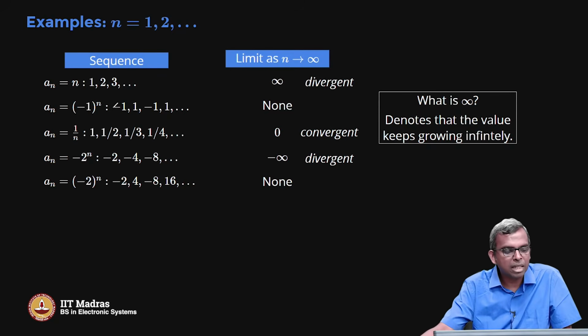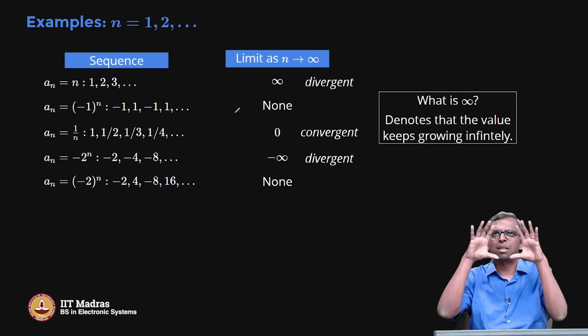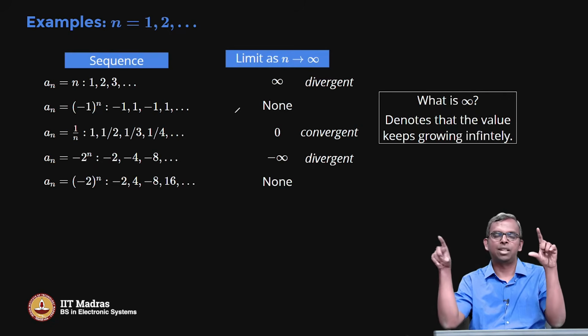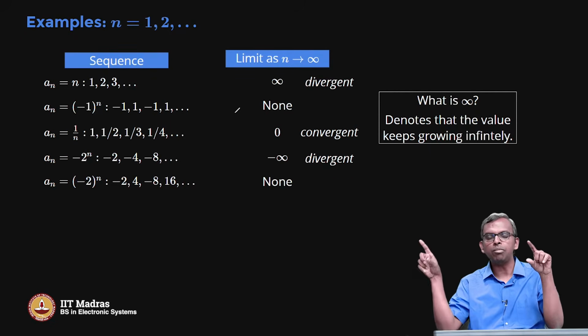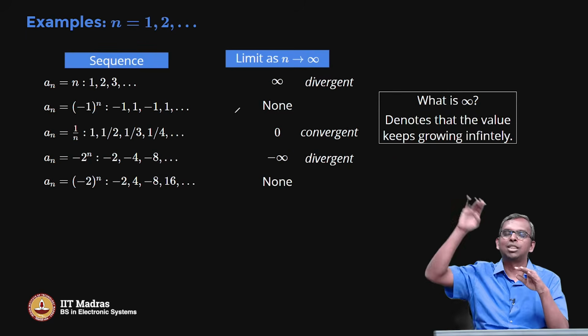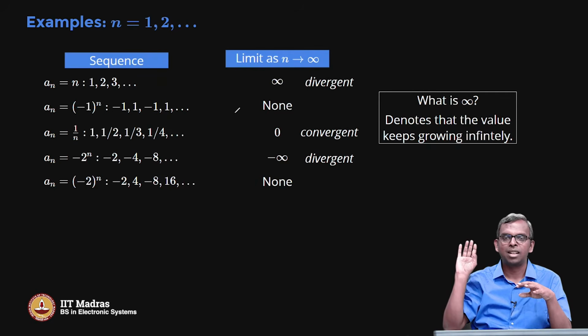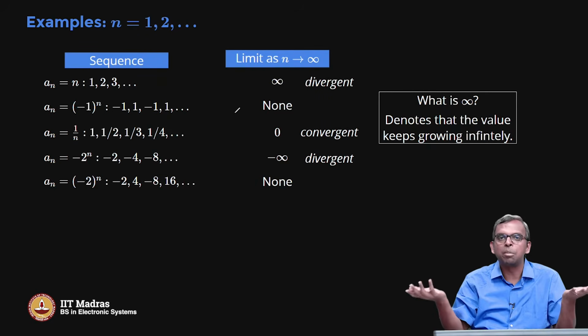So, a sequence like this has no limit. Okay. Think about the picture. I think maybe the stem plot is a little bit interesting for you. So, look at the stem plot. The stem plot keeps on alternating. It is not diverging to infinity either. It's not going off to some very high value. You can't say it's a divergent sequence to infinity. Okay. There is really no limit for this sequence.